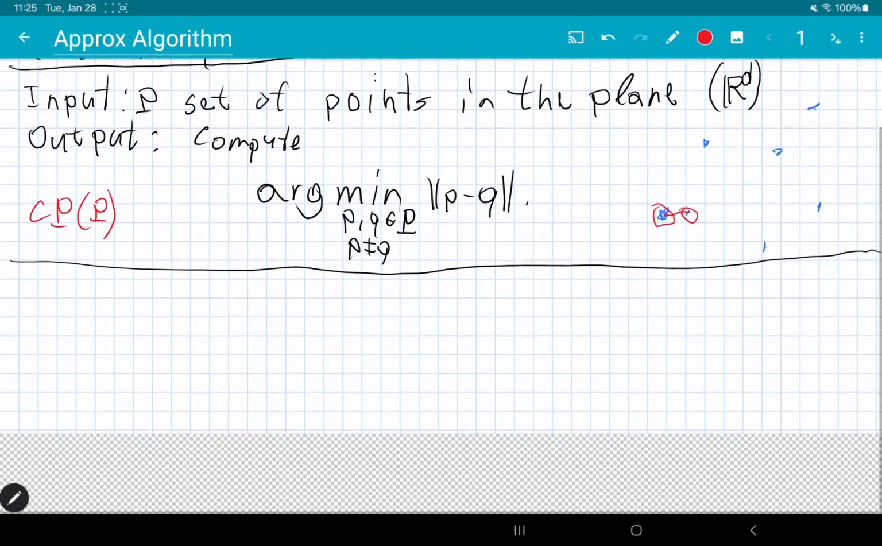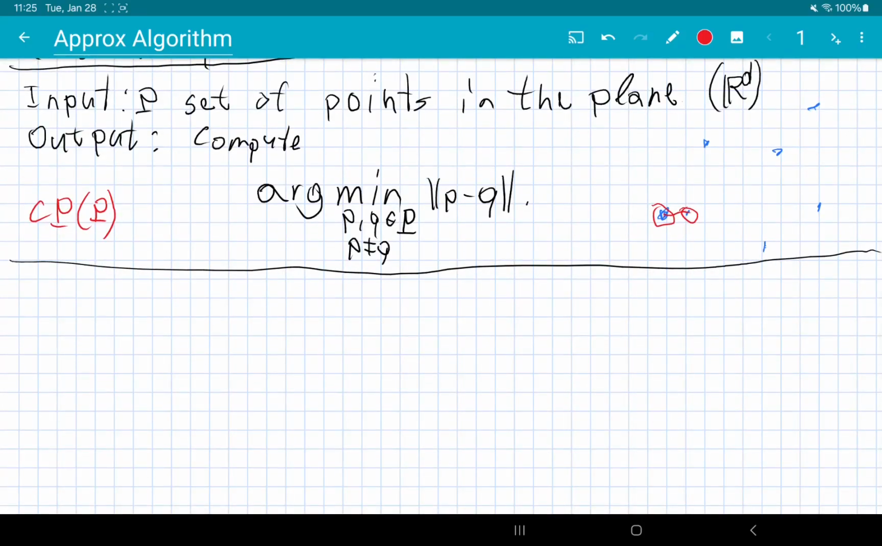First, it's useful to think about the problem in one dimension for closest pair. So we have a set of numbers on the line, and we would like to decide what are the 2 closest numbers. And of course, this can easily be solved in n log n time by sorting and then scanning.